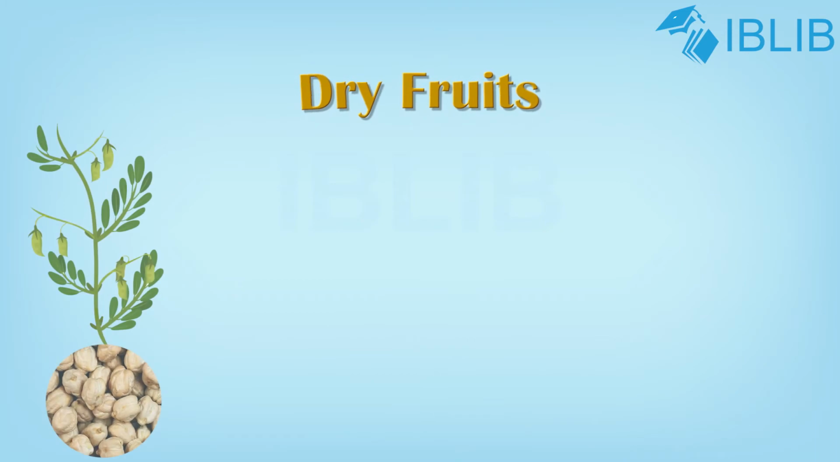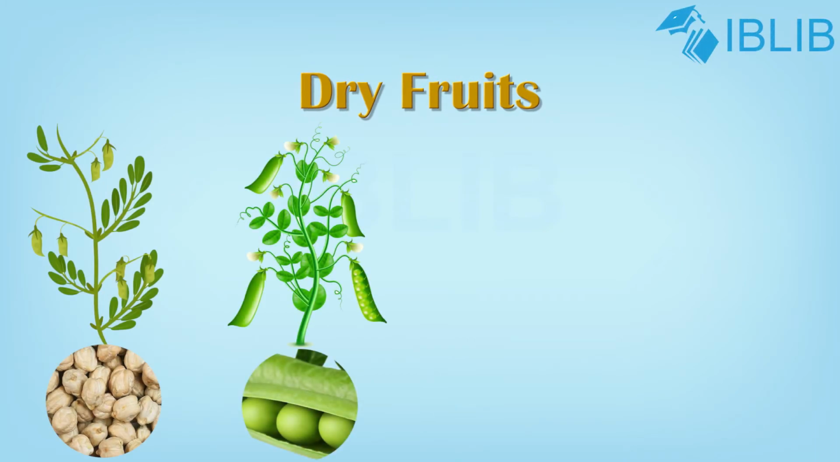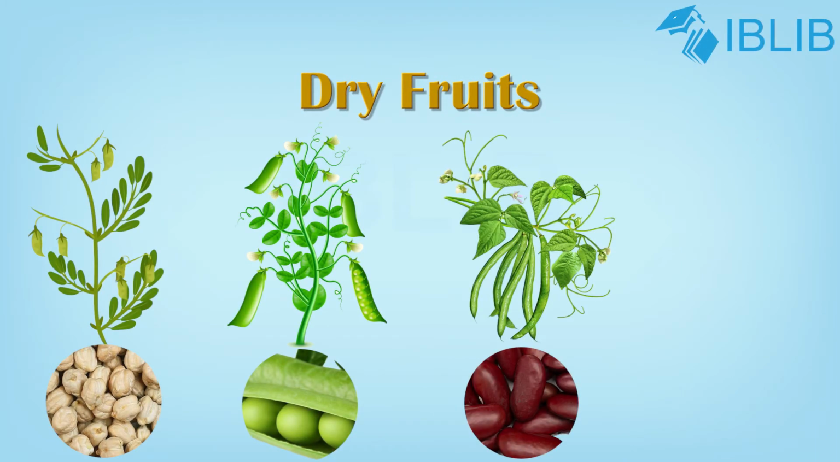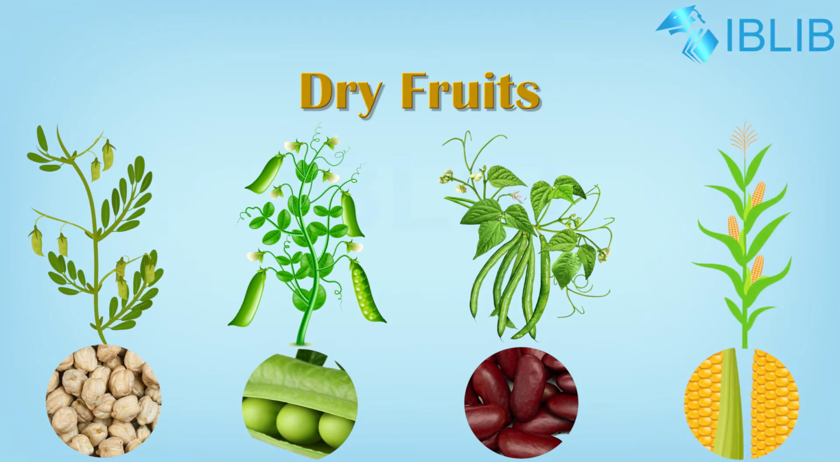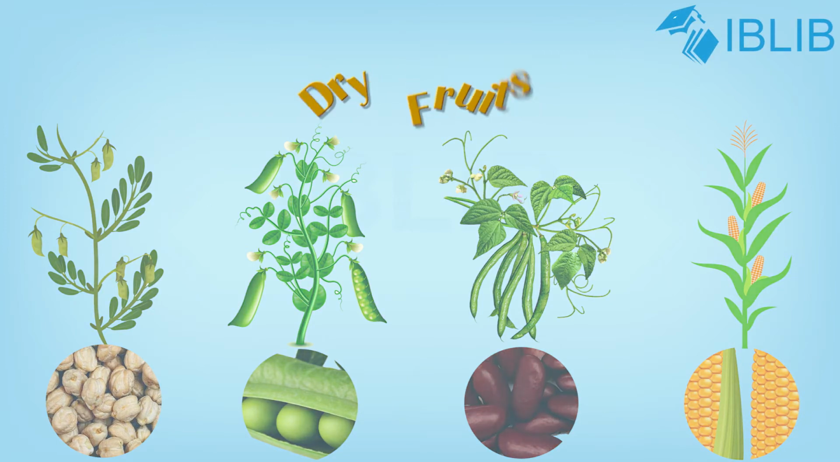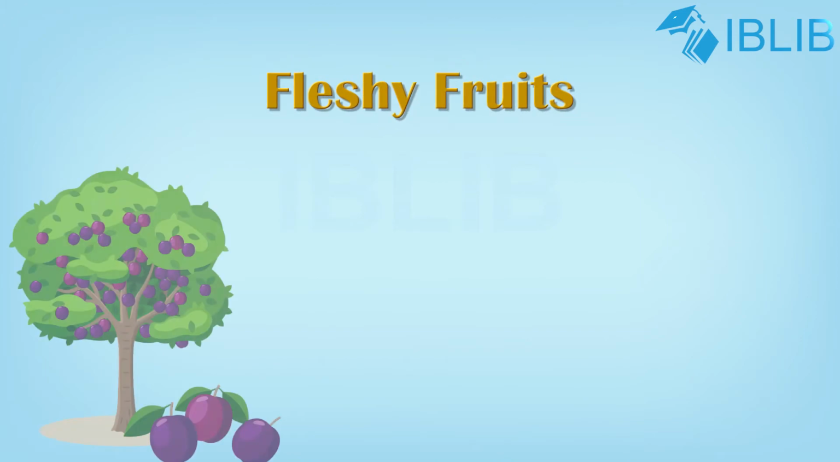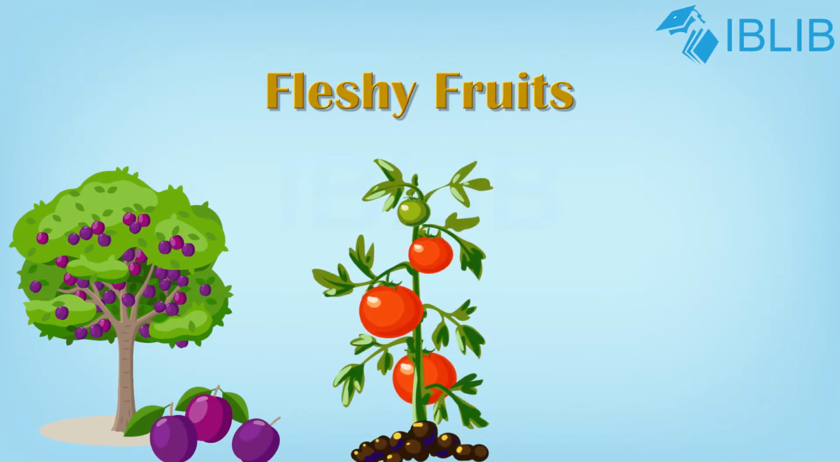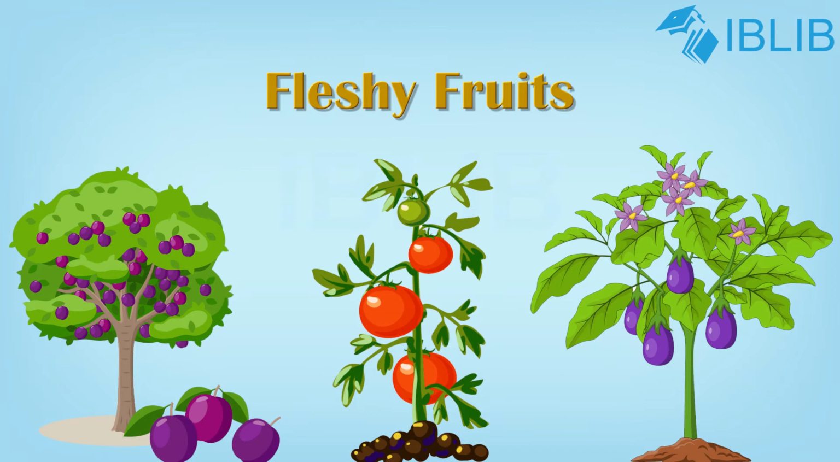So, in dry fruits, the fruit wall, that is pericarp, is hard, thin and dry. It is not distinguished into three layers. Plants such as gram, pea, bean and maize produce dry fruits. On the other hand, in fleshy fruits, the fruit wall, that is pericarp, is thick and fleshy. It is distinguished into epicarp, mesocarp and endocarp. The mesocarp is the fleshy or fibrous one. Plants such as plum, tomato, mango, brinjal and orange produce fleshy fruits.